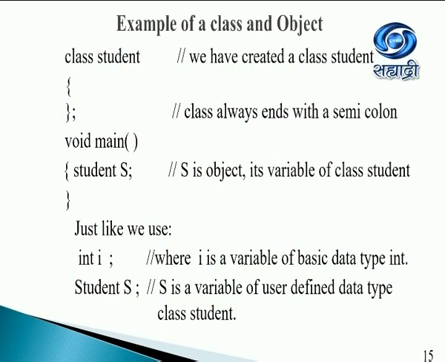Void main. In this, I have said student S. Now, S is an object of the class student. Here, I've given an example: int I, where I is a variable of the basic data type int. Student S is a variable of the user-defined data type student. So a user-defined data type, we are using pretty much as if it is a built-in data type.